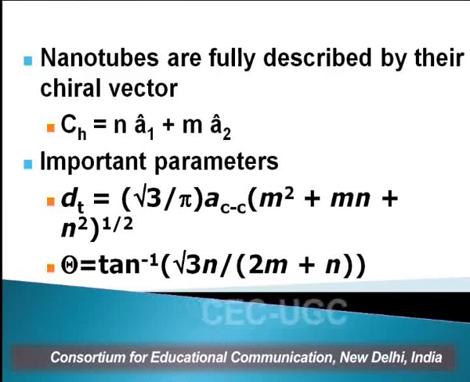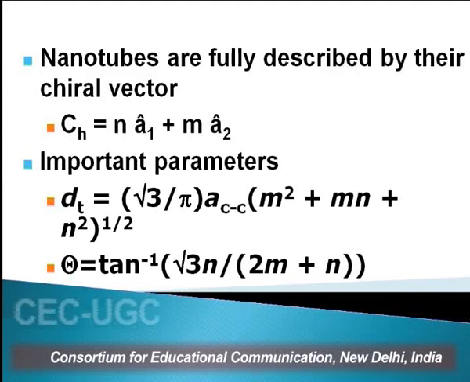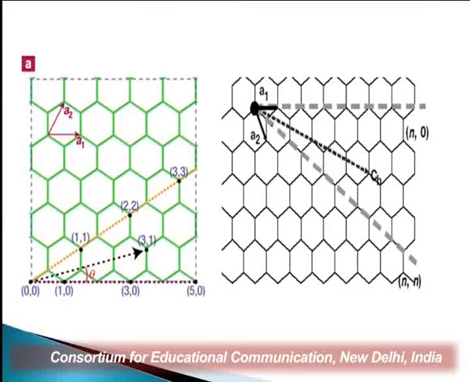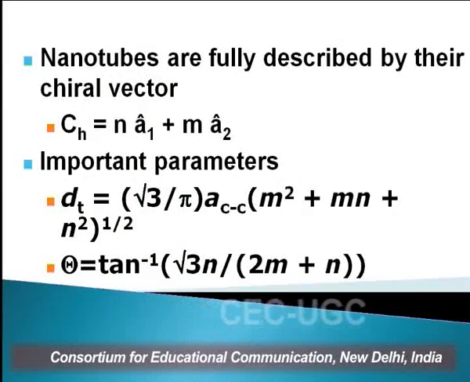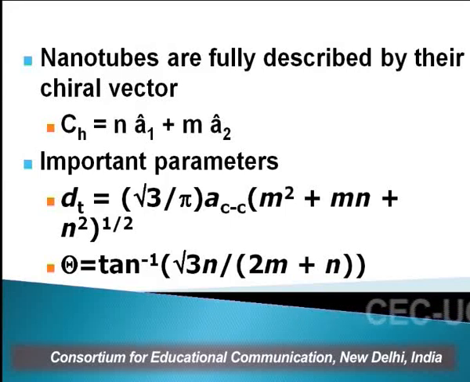Now nanotubes are fully described by their chiral vector. What is the chiral vector? It is Ch = n a1 + m a2. Here in the diagram, a1 and a2 are the indices, the distance between one carbon atom and another carbon atom. This Ch represents the vector of the sheet. So Ch is defined by n a1 + m a2.